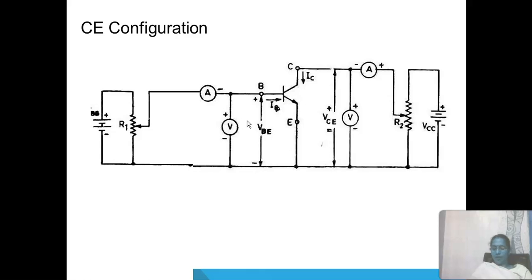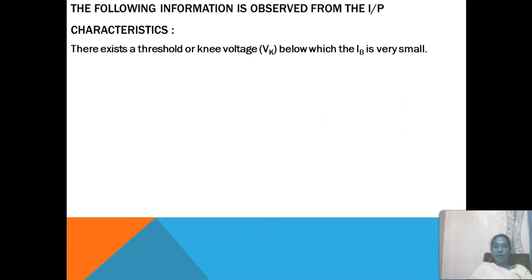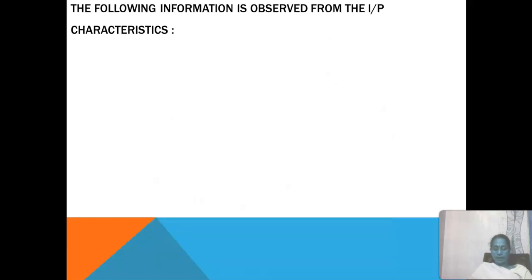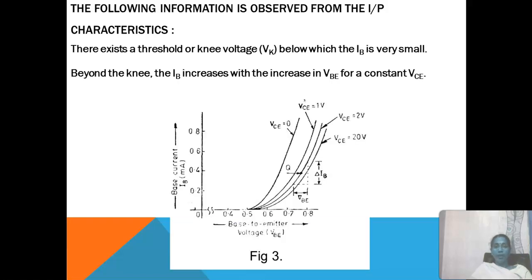at each step. If we plot a graph with the base to emitter voltage VBE along the horizontal axis and the base current IB along the vertical axis, we shall obtain a curve marked as VCE equal to 1 volt as shown in the figure. A similar procedure may be used to obtain the characteristics at different values of collector to emitter voltage, that is VCE equal to 2, 10 and 20 volt. The input characteristics give us information about the following important points.